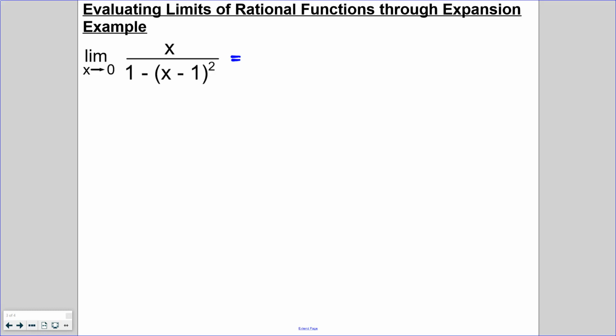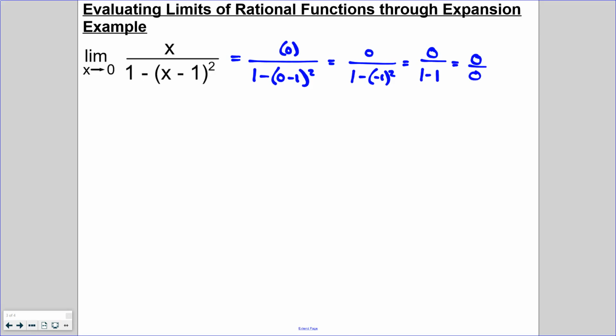So that means I'm going to substitute in 0 for all the x values. So I'm going to get 0 over 1 minus 0 minus 1 squared, which is going to be 0 over 1 minus negative 1 squared, which will be 0 over 1 minus 1, which ends up being 0 over 0. So as we had previously learned, 0 over 0 is not bad news. 0 over 0 just means that we now know that we have to factor and cancel. So we're going to factor and cancel.